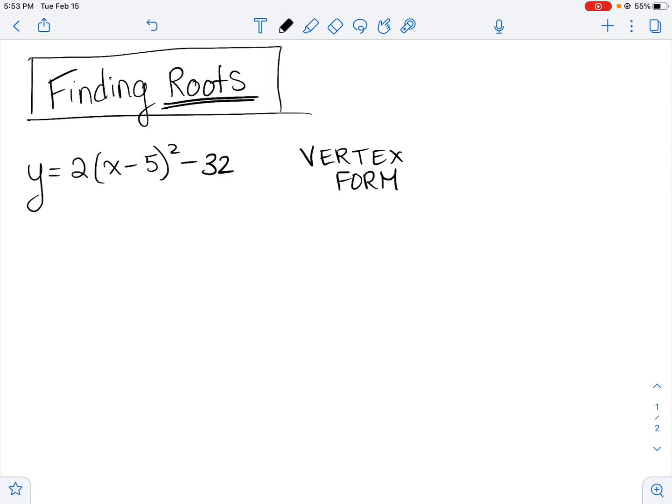It's not really that easy to factor this or get it into factored form. Since we know that roots, which are x-intercepts, occur when y is equal to 0, basically we're trying to figure out what x equals when y is 0. So let's go ahead and sub 0 into our equation. That seems like a good first step.